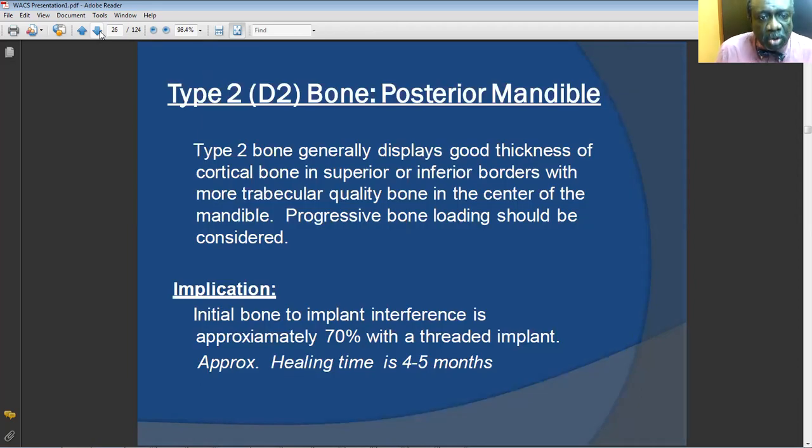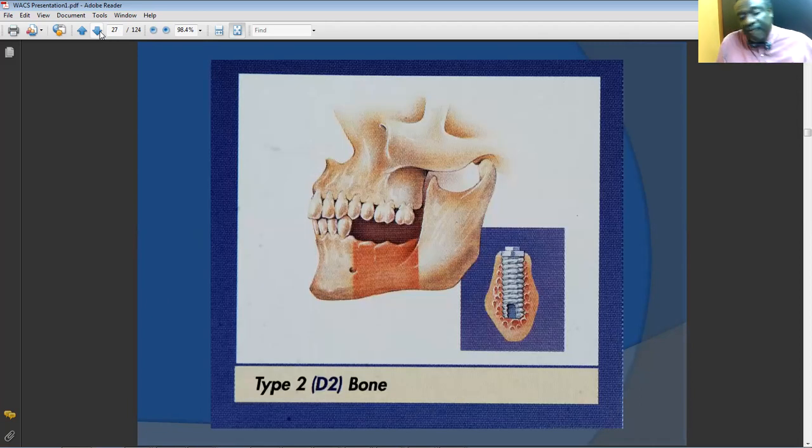And the D2 bone generally displays good thickness of cortical bone in the superior or inferior border with more trabecular quality bone in the center of the mandible, and progressive bone loading should be considered. The implication of this is that the initial bone to implant interface is approximately 70% with a threaded implant, and the healing time is about 4 to 5 months. And this is where you find it, in the posterior mandible.